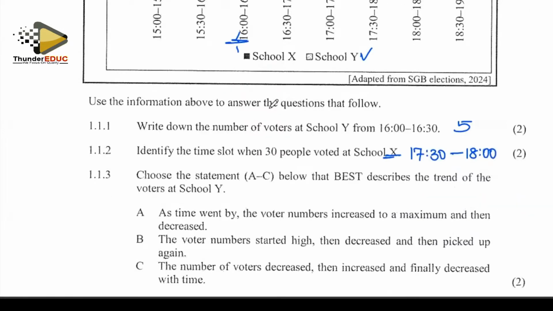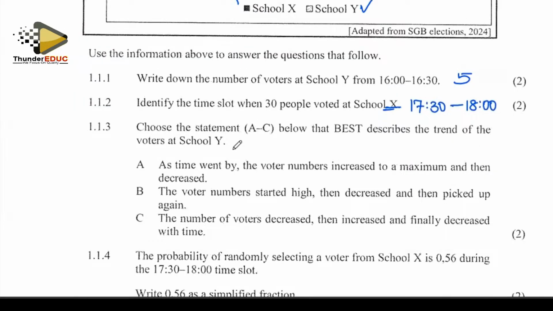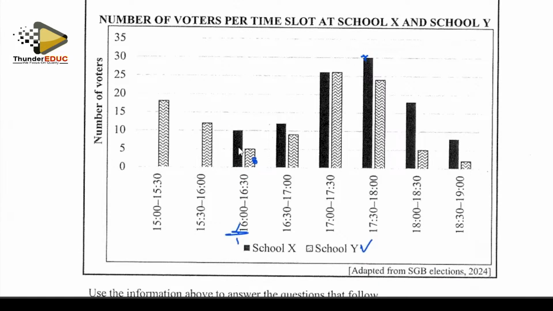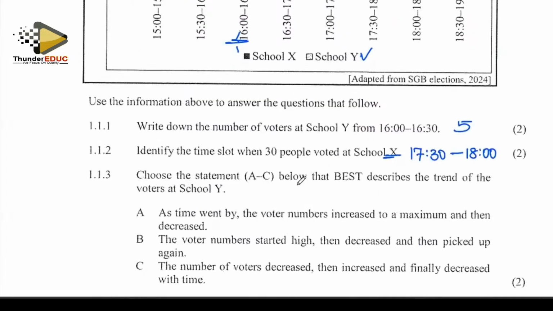Okay, there we go. Choose the statement A to C below that best describes the trend of voters at school Y. Okay, let's first look at school Y. School Y starts with an increase, it goes down, then it picks up, then it goes down. That means you're looking for decrease, increase, decrease. That would be the best statement.